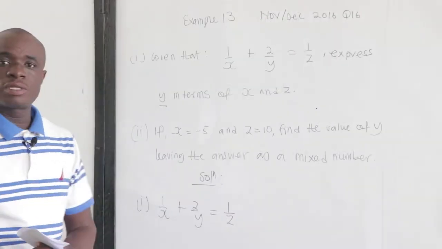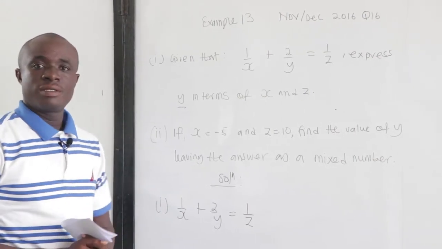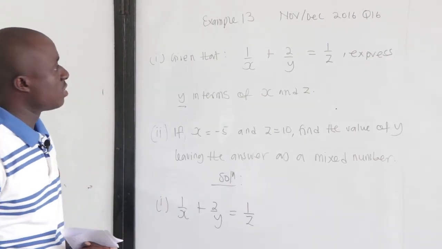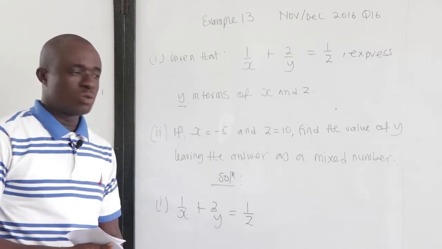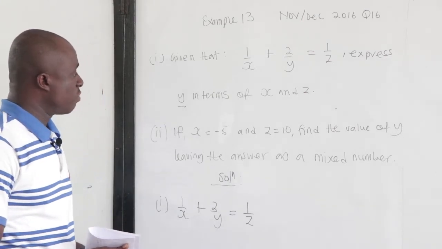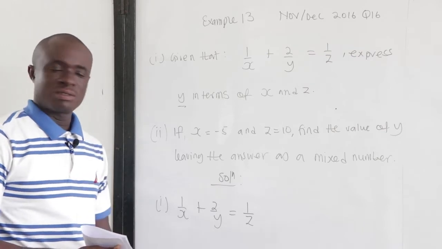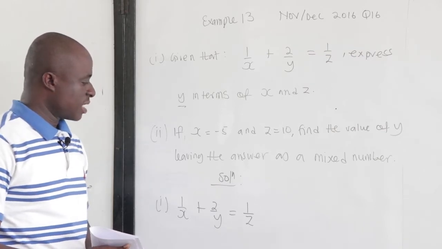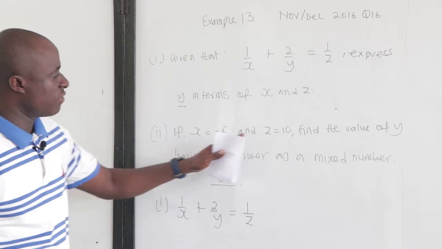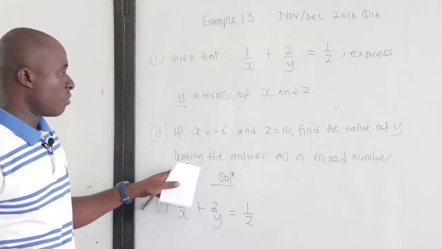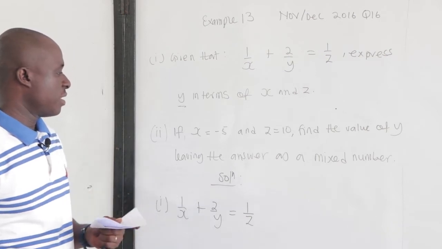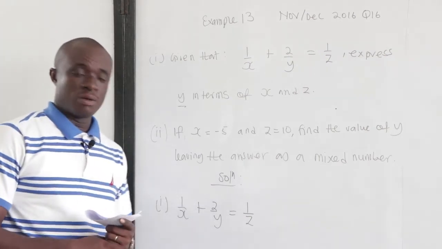Let's consider NOVDEC 2016, question number 16. It says that, given that 1 over x plus 2 over y equal to 1 over z, we should express y in terms of x and z. And then the second one says that if x is negative 5, z is 10, we should find the value of y, leaving the answer as a mixed number.